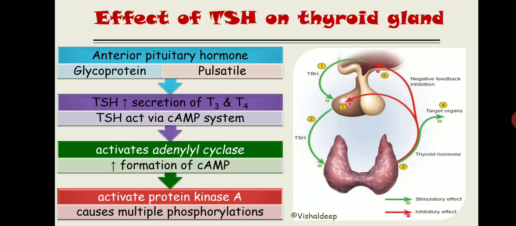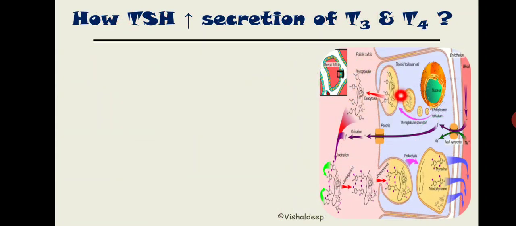Now here is the question, how will the TSH increase the secretion of T3 and T4? If you remember, this figure shows the actual sequence of events taking place for formation of the thyroid hormone. So this TSH is going to increase each and every step of the thyroid hormone synthesis, starting with iodine trapping, then organification, then the oxidation, then the formation, then the endocytosis, then the breakdown of the thyroglobulin molecule and release of the thyroid hormone. So you can write it down, all the steps will be increased by TSH.